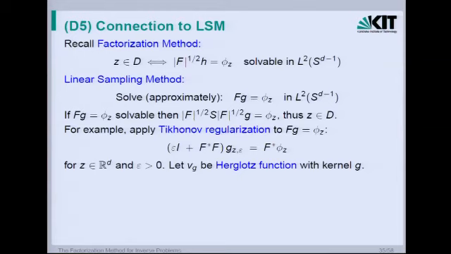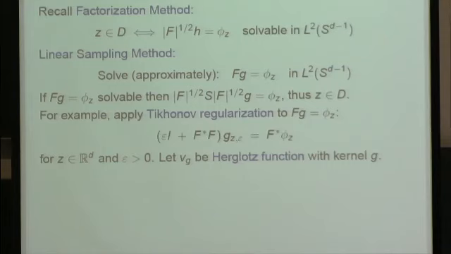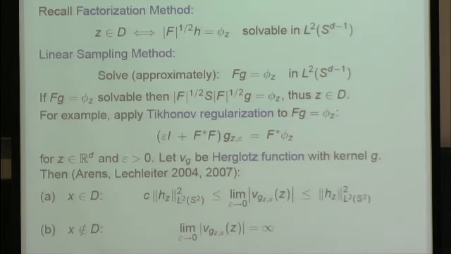Even if the original equation is not solvable, this equation is always solvable. If you know anything about inverse problems, then you know this. And this g depends on the point z and also on the regularization parameter alpha. Okay, now let Vg be the Herglotz function with kernel g. This is the Herglotz function that appeared in other talks as well.